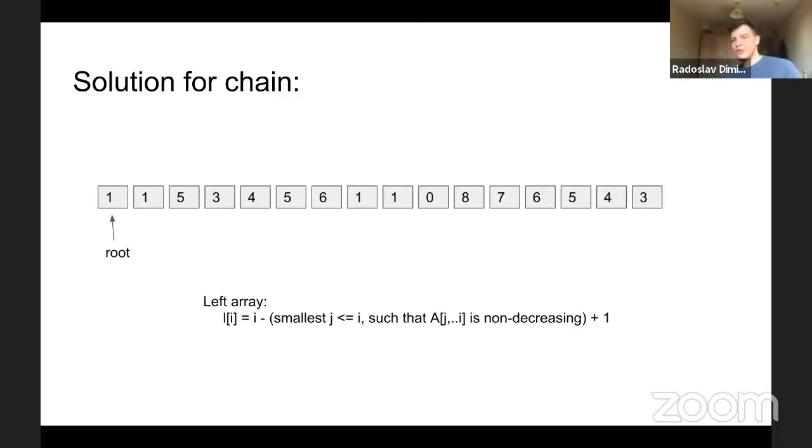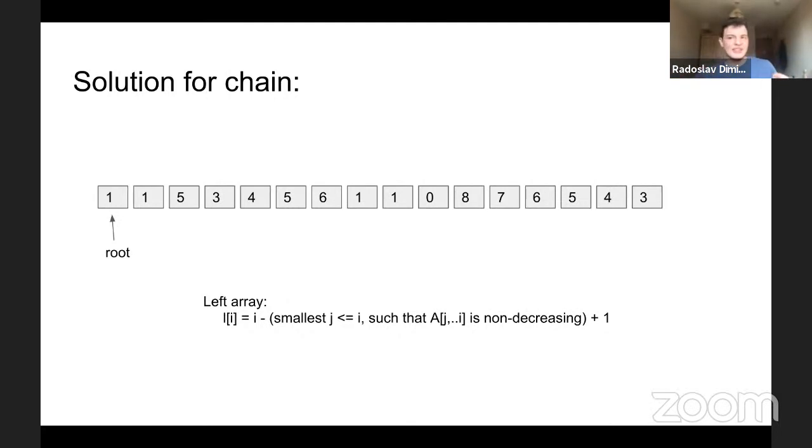We'll first define two arrays. The first one will be left. Formally, L of position i is equal to i minus the smallest j such that the subarray j to i is non-decreasing, plus 1. But this kind of looks weird if you proceed like that.